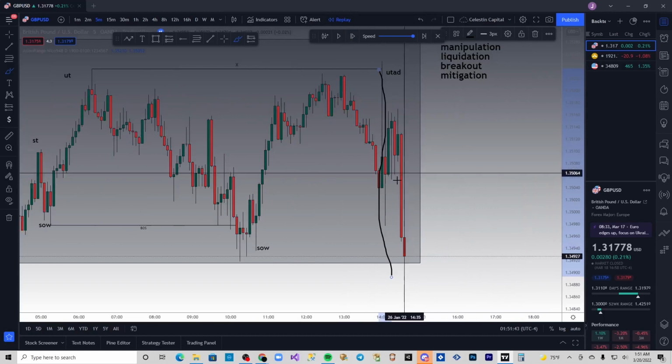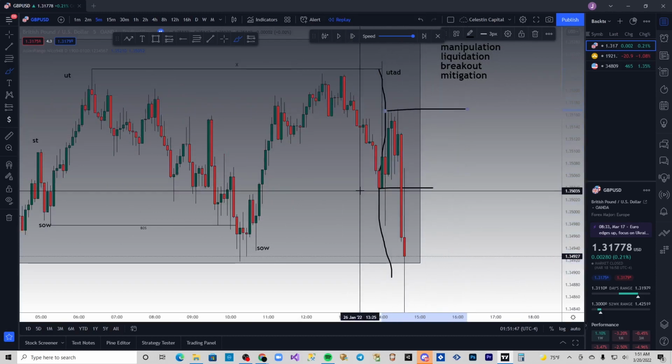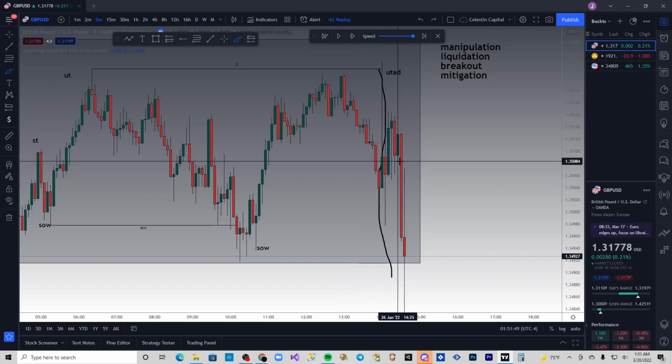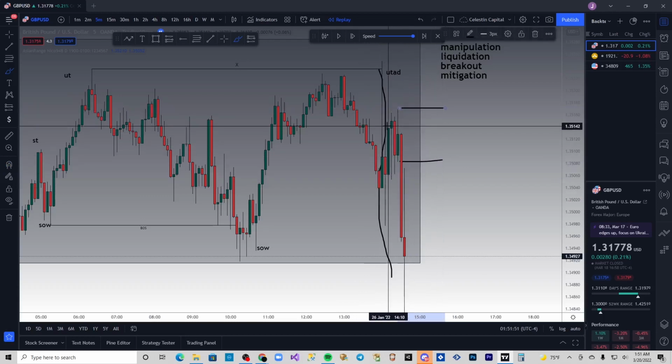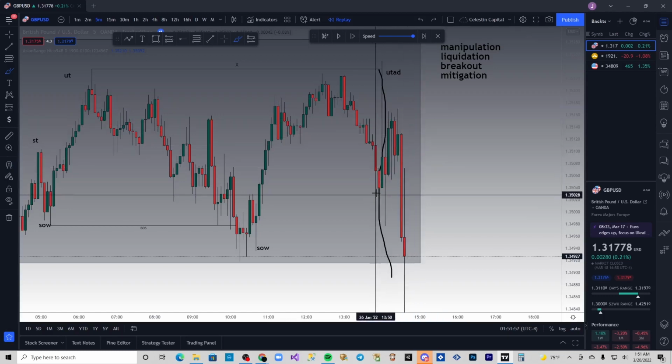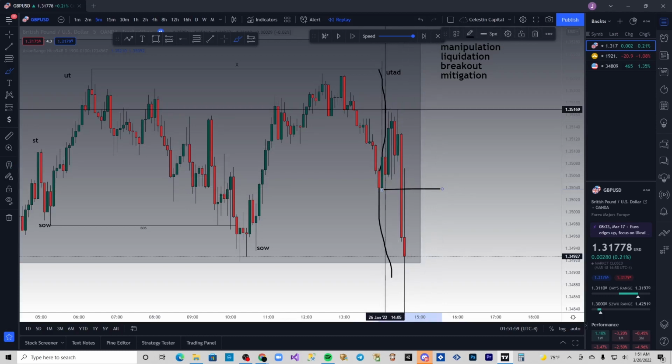And then what? We see a mitigation of the last down move right over here. This last down move. You could have used this right here as the last down move, but I understand that the last down move doesn't always mean the last candle. If you zoom out to a higher time frame, this is actually the last down candle. This from here to here is the last down candle.